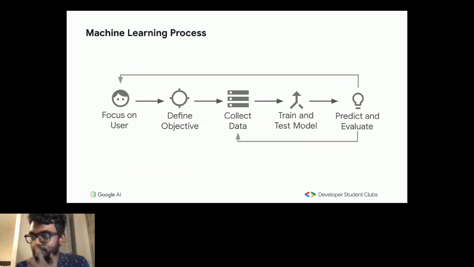Now, for part four, testing and training the model. The arrow pointing to testing and training the model is what you do after you collect the data, pre-process it, and get it through all those stages. An important thing to note is this arrow over here.